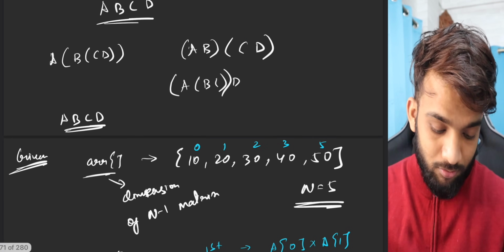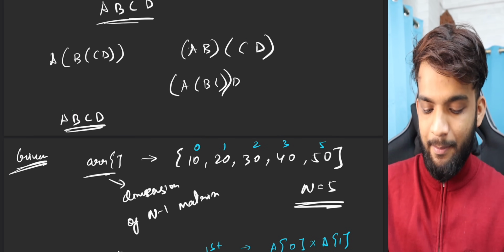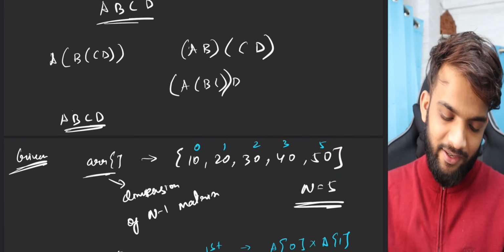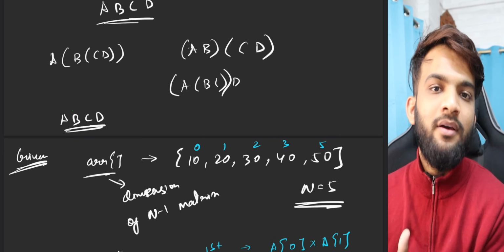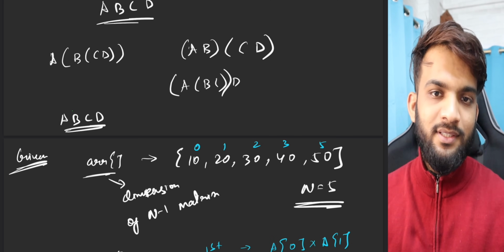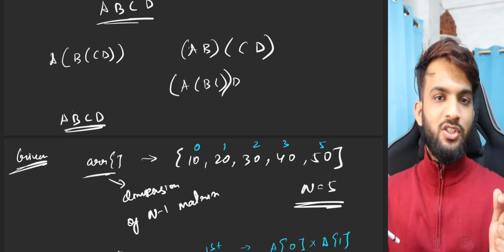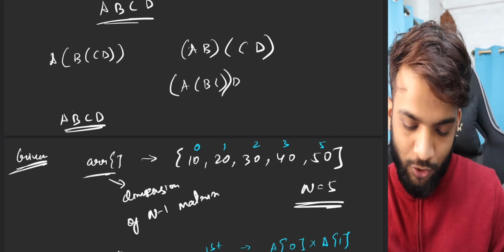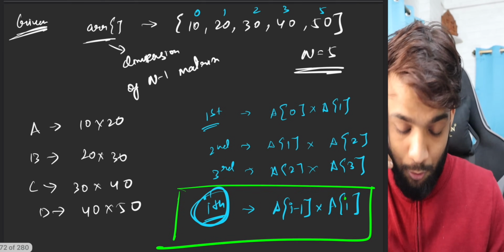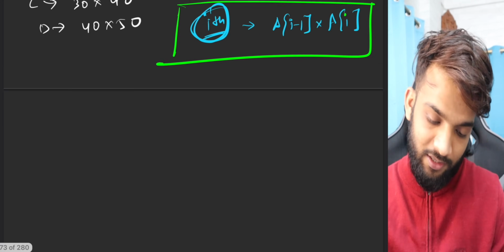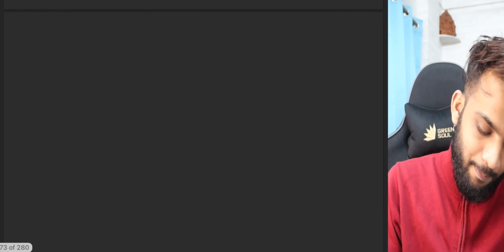So you will be given these dimensions. You know the number of matrices is 4. Tell me the minimum number of operations required in order to multiply these matrices. This is the simplest question. So I hope you have understood the question, right? So how do you solve this problem? Definitely the way is partition DP.